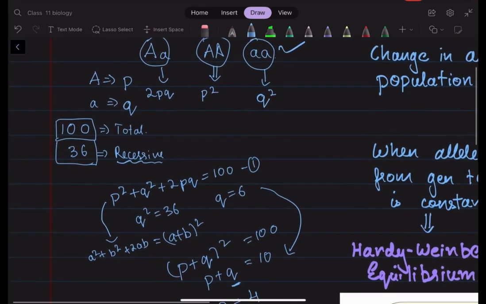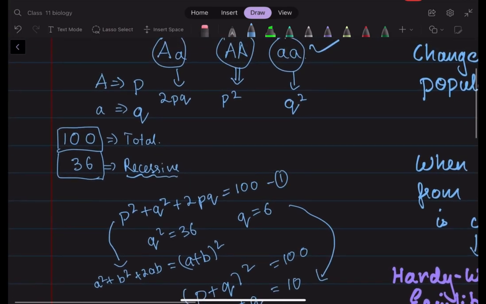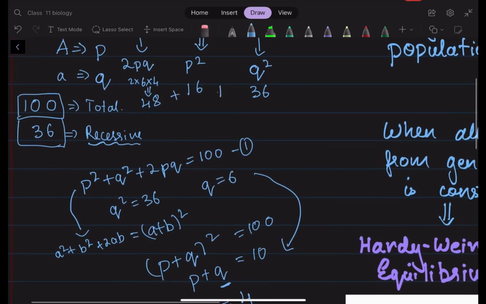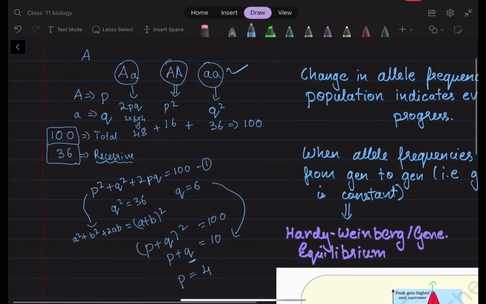Now you can see we have the value of p as 4. So p square will be 4 into 4, that is 16. This will be 6 into 6, 36. And this will be 2 into 6 into 4, that is 24 into 2, that is 48. Now, if you add 48 plus 16 plus 36, you will get 100 in total. So you can see now it makes perfect sense.